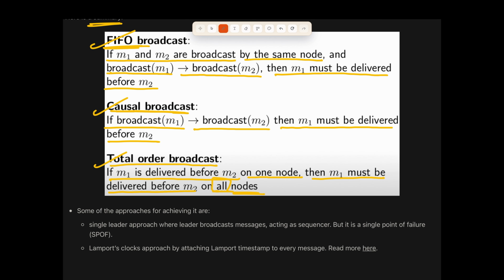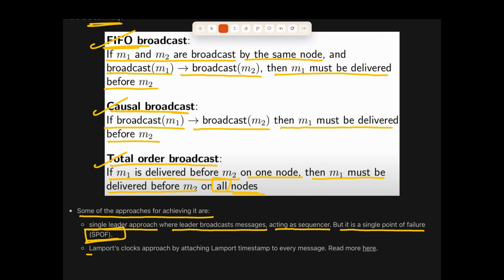Let's come to some of the approaches of achieving these types of broadcast. Some of the approaches are the single leader approach, where the leader broadcasts messages acting as a sequencer, but it is a single point of failure. So if there is a single leader, then this leader is the determinant of what order will be there on each of the nodes. But it is a single point of failure. If this leader fails, then we don't have any backup.